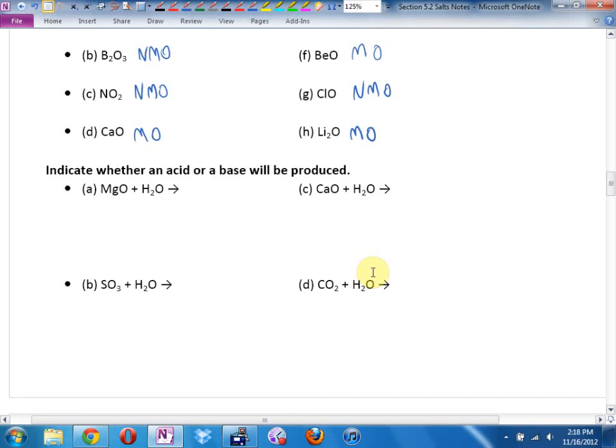So that first one, acid or base, what do you think? It all depends on what that first compound is. Is it a metal oxide or a non-metal oxide? Magnesium is a metal. It'll produce a base. B, straight down. That'll produce an acid. C, straight across. Calcium is a metal. Base.